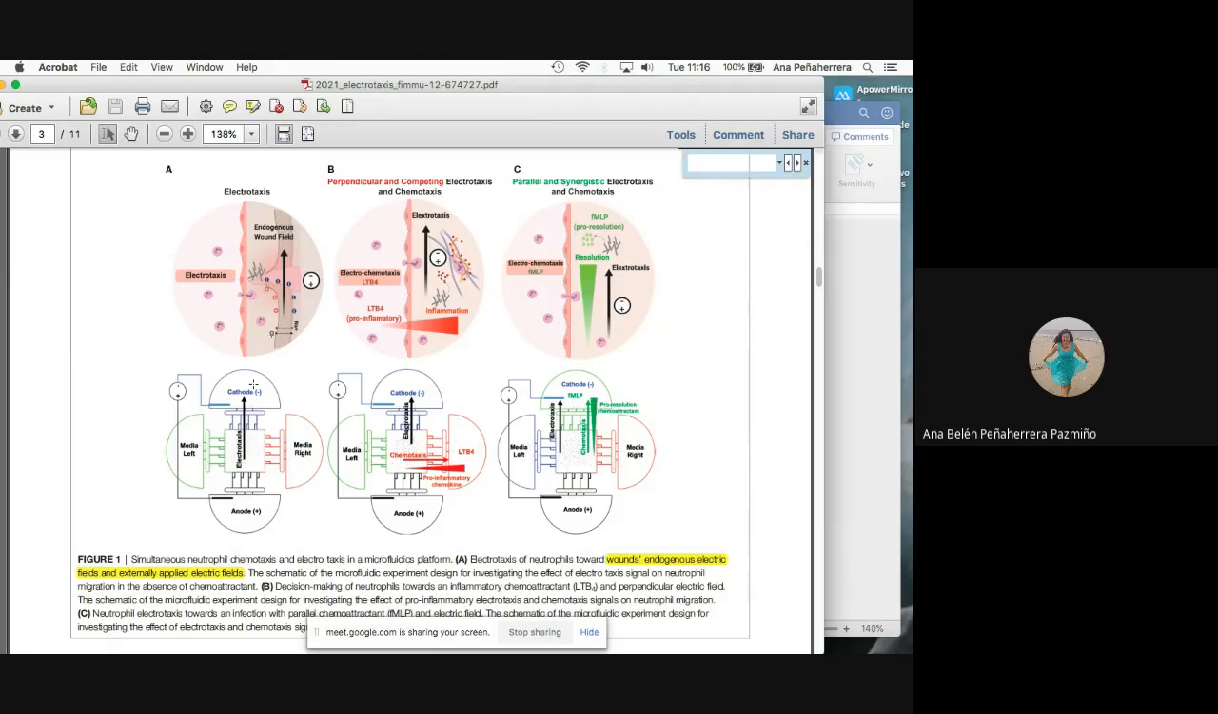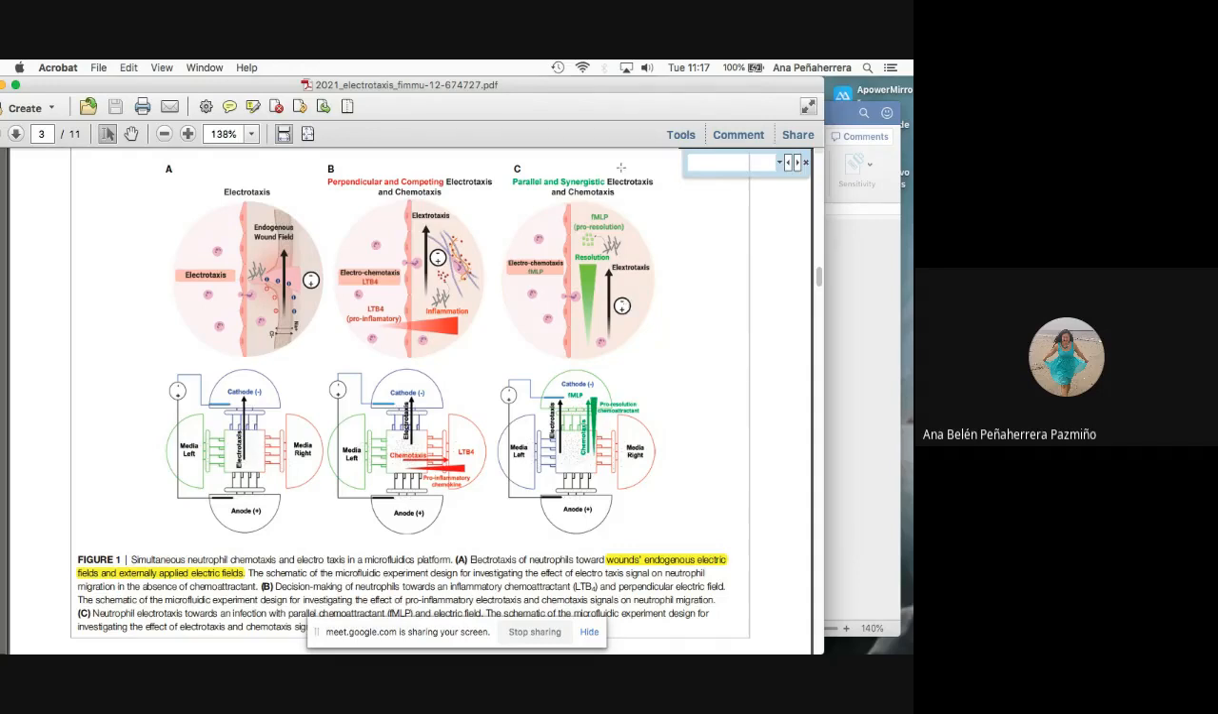Also in column B, you see the perpendicular and competing electrotaxis and chemotaxis are going to be assessed. So it's the same, but here in the media we are also going to use the pro-inflammatory chemotactic agent. Here it is, LTB4.